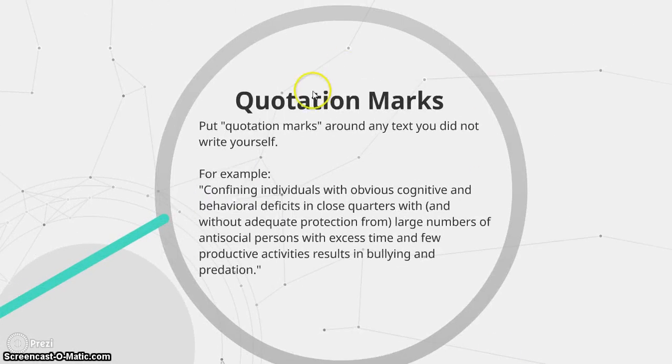First, you need quotation marks around any text you did not write yourself. In the below example, I used quotation marks at the beginning and the end to show that I did not write that quote.